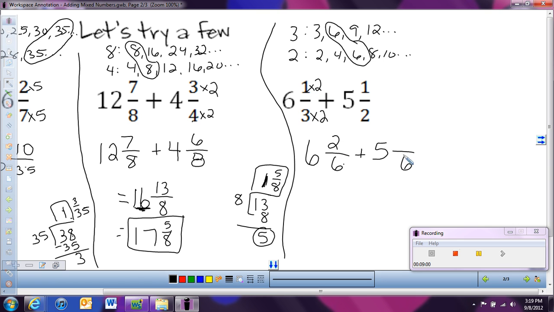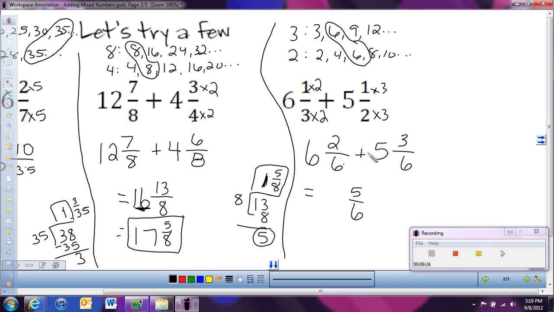Then we're going to do the same thing for 1/2 over here. To get from 2 to 6, we're going to times by 3. Whatever we do to the bottom, we do to the top. And 1 times 3 is 3. Step 1, find your common denominators. We've done that. Step 2 says add your fractions together. So I have 2/6 plus 3/6, which is 5/6.